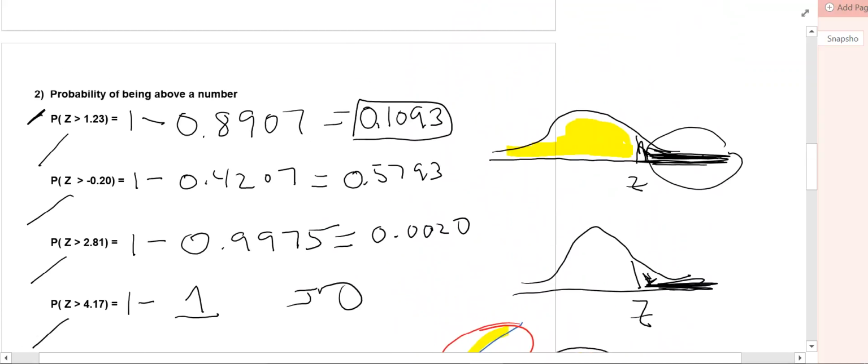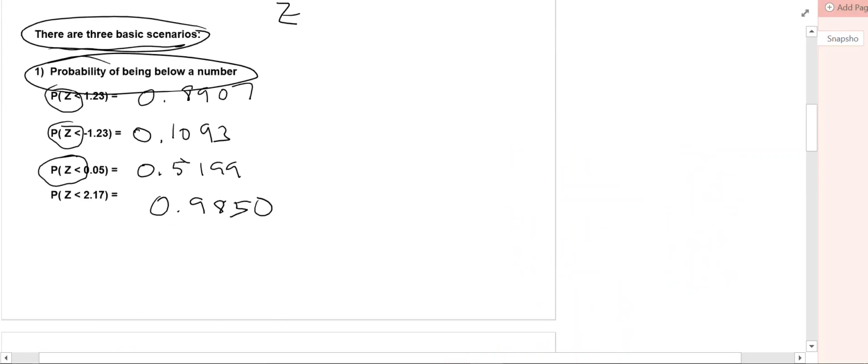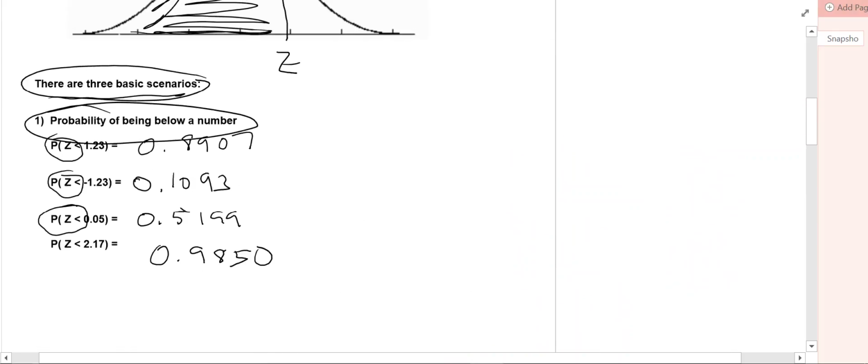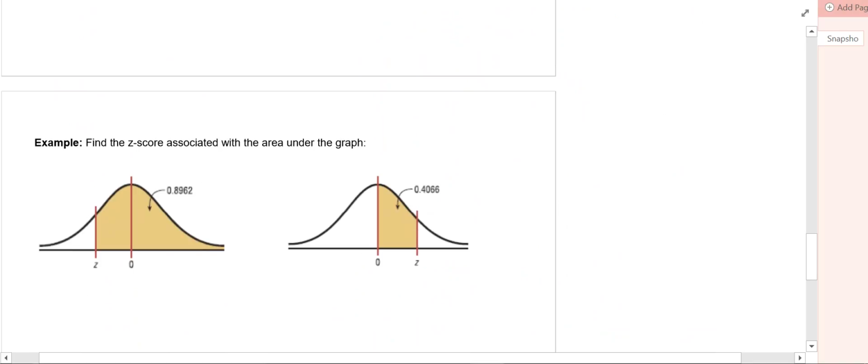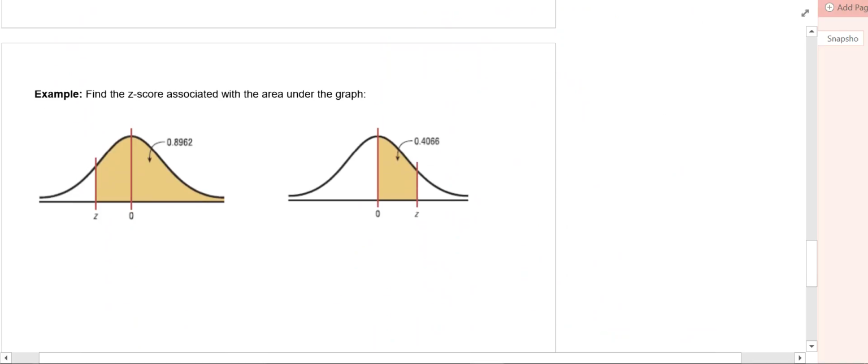Above a number, the opposite, so 1 minus what the table gives you. And then the first one, the probability of being below a number, it's exactly what the table tells us. So I hope this helps. You need to be able to work with the table. Oh, wait. Surprise, I got some surprises here.